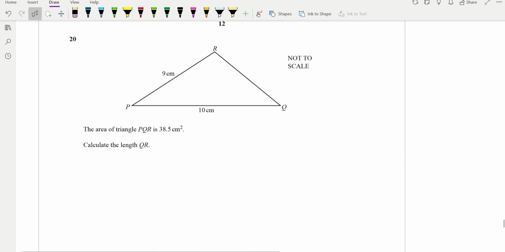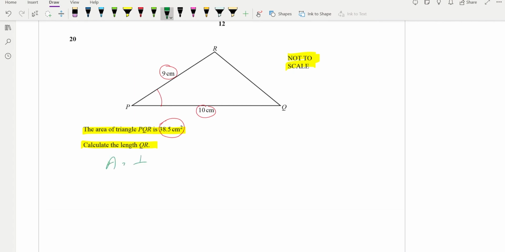Now question number 20. Question number 20 says the area of the triangle PQR is 38.5 and diagram is not to scale, and they are saying calculate the length of QR. To calculate the length of QR, first of all we need to find this angle. To find this angle, what we will do, we have these two sides and we have area also of the triangle, so we'll use area of the triangle formula to calculate the angle.